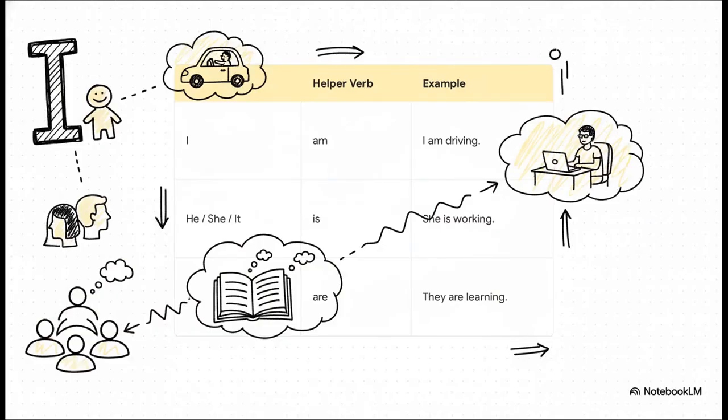Now, here's a rule you've got to get right every time. The subject and the helper verb are a team. They have to match perfectly. So if the subject is I, the helper is always am, no exceptions. For singular subjects like he, she, or it, the helper is always is. And for plural subjects, we, you, or they, the helper has to be are.